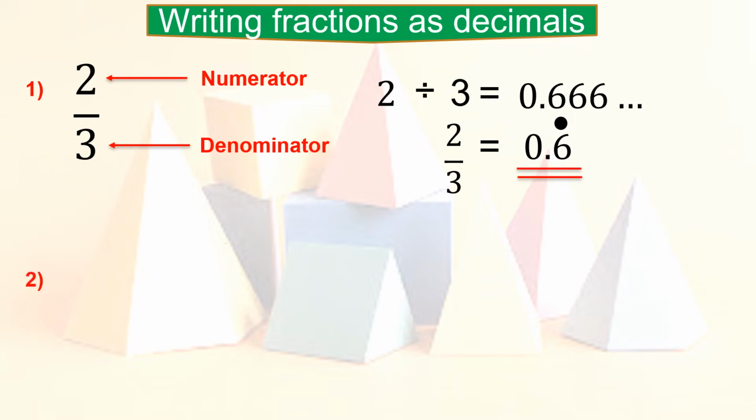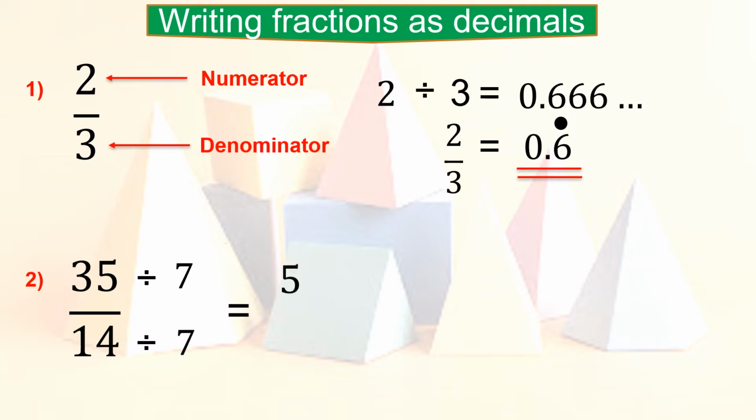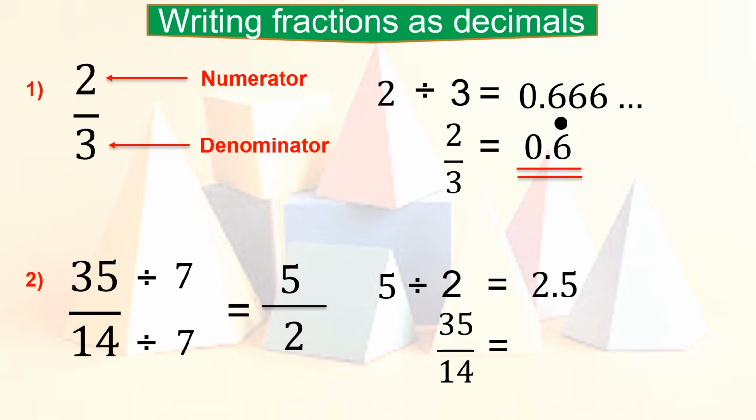Now let us have another one. We have 35 over 14. Here, we know that 35 and 14 are divisible by 7. So 35 divided by 7 is equal to 5 and 14 divided by 7 is equal to 2. From here, it will be easy for us to divide. 5 divided by 2 is equal to 2.5. So 2.5 is a terminating decimal. So 35 over 14 is equal to 2.5.